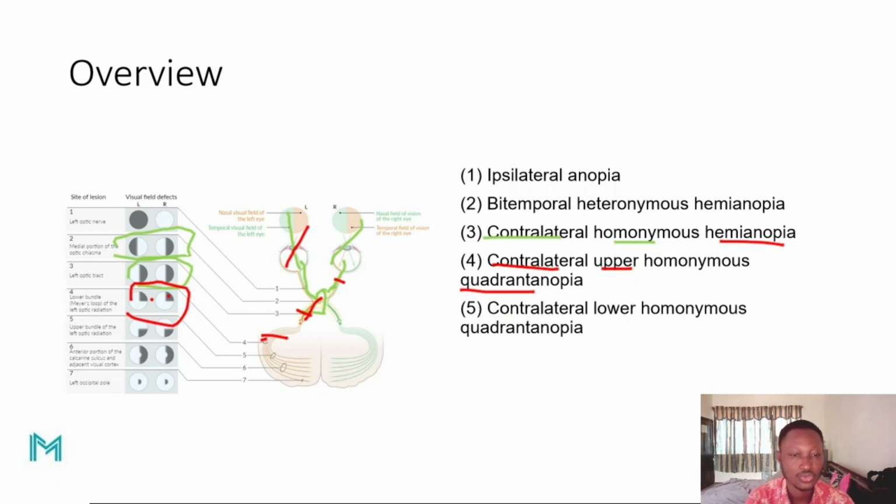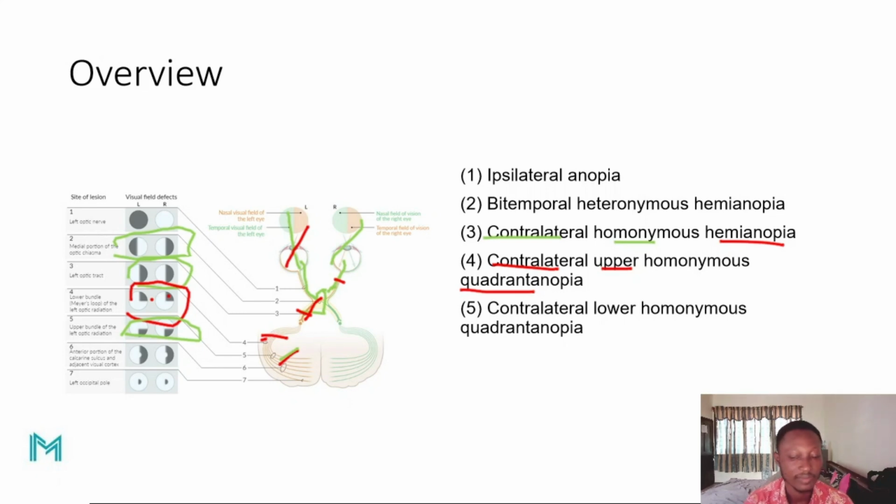So the opposite is true for the other one, where we have contralateral lower homonymous quadrantanopia. This means that the lesion is occurring on the upper half of the optic radiations, and these are located in the parietal lobe, as we said. When that happens, you have this kind of visual field loss, which is kind of the opposite of what is happening in the previous one that we discussed.